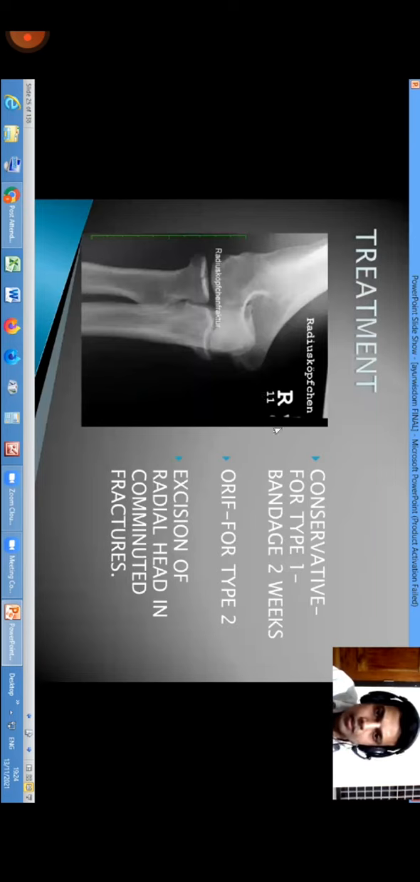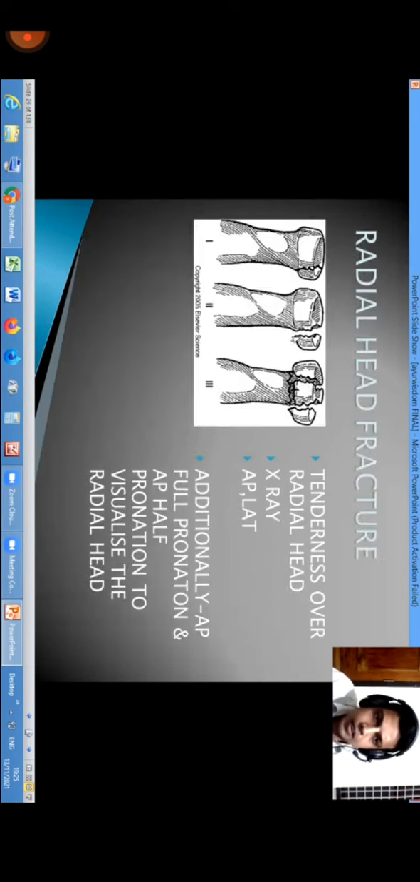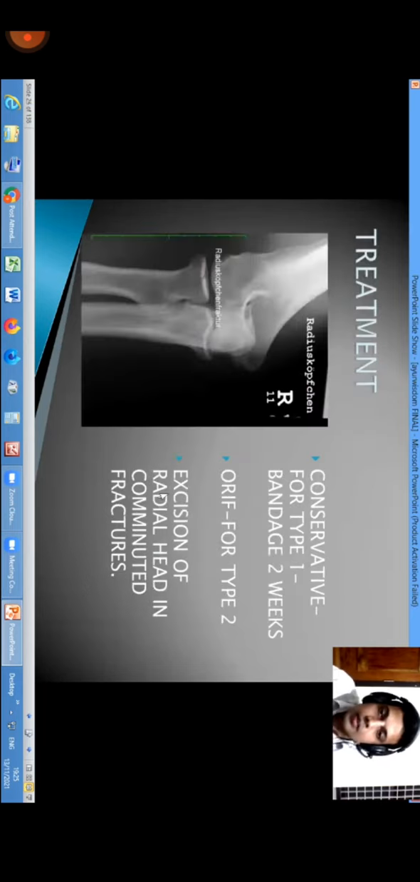And coming to treatment, conservative treatment is good only for type 1. This is type 1 fracture, just a crack fracture. We can manage conservatively. Bandage for 2 weeks is enough. Then type 2 fracture, we refer the patient for internal fixation. In this case, the management is done by orthopedic surgeons by excision of the radial head. That is, comminuted fracture management is excision of the radial head.